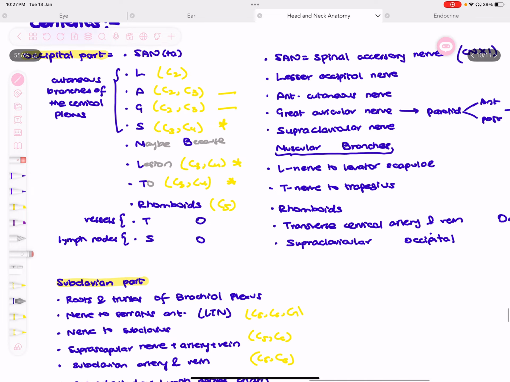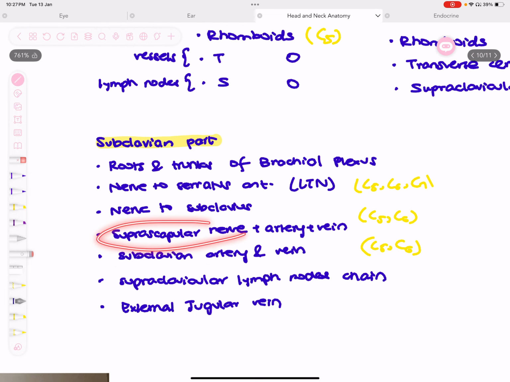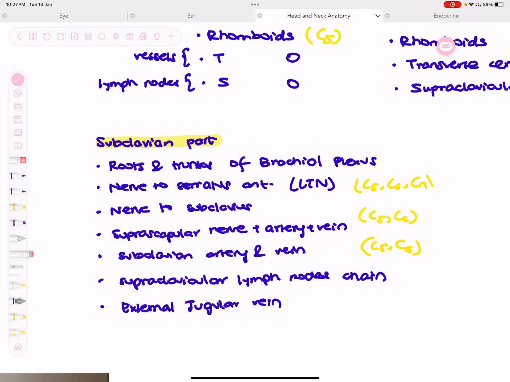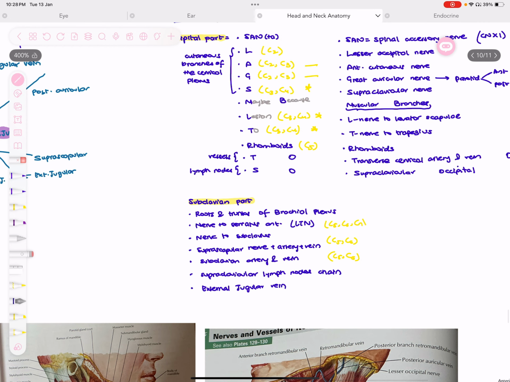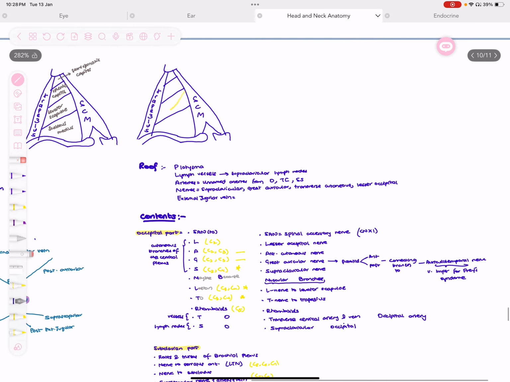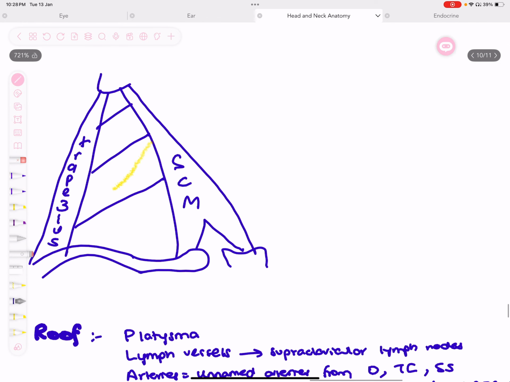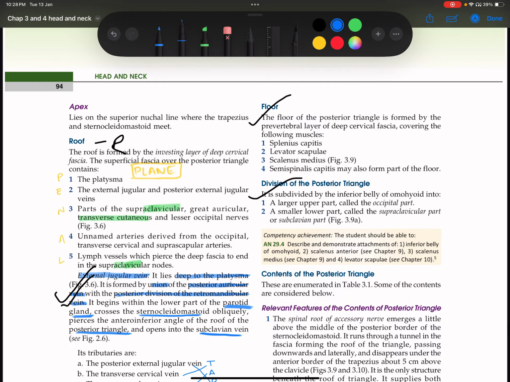But for now, you need to remember that here is supraclavicular, and the lower part has suprascapular nerve, and also the artery, and also the vein. So suprascapular, everything is in the subclavian part, right? But in the subclavian part, we'll also have supraclavicular lymph nodes, and we already know supraclavicular lymph nodes are present in the posterior triangle, right? In this entire region, especially the roof. When I was telling you about the roof, I told you that the lymph vessels pierce the deep fascia to end in the supraclavicular nodes.